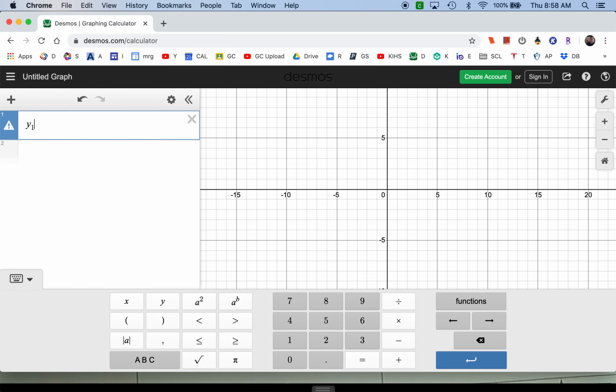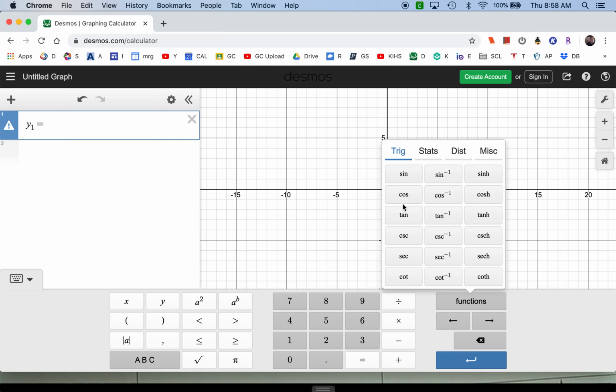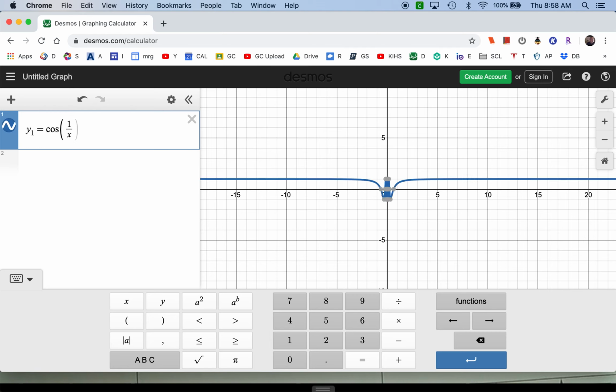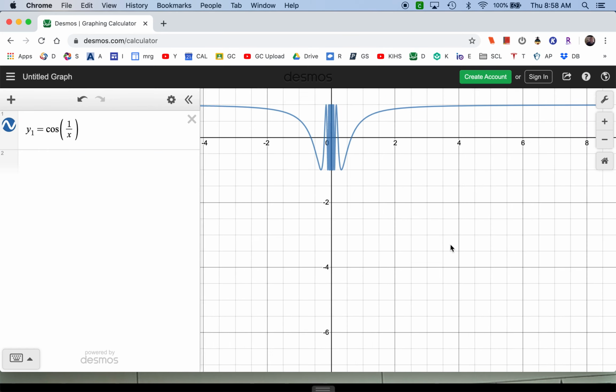So I'm going to go y1 equals cosine. If you go to functions and then trig, you can see cosine. And I'm going to type in 1 over x. So what is happening, and I'm going to zoom in here. No pun for our meetings.